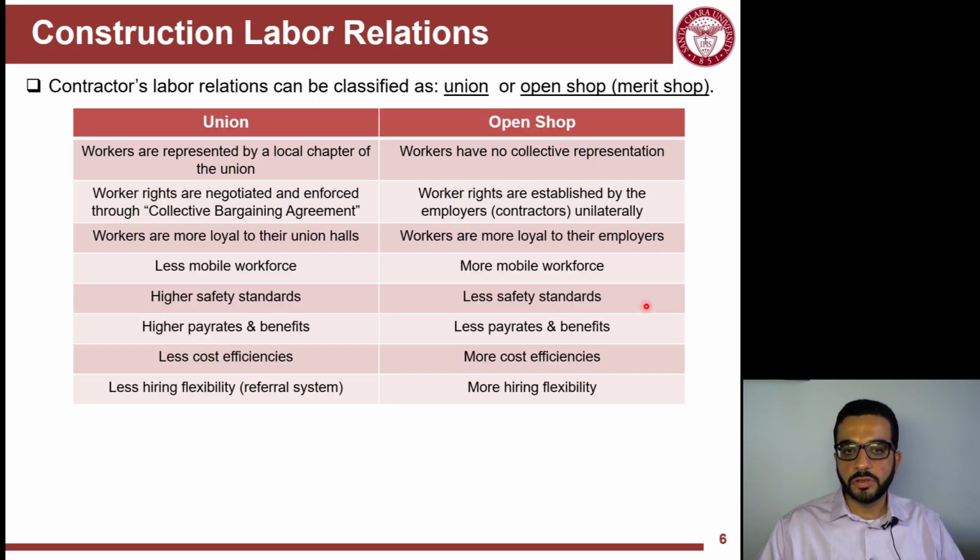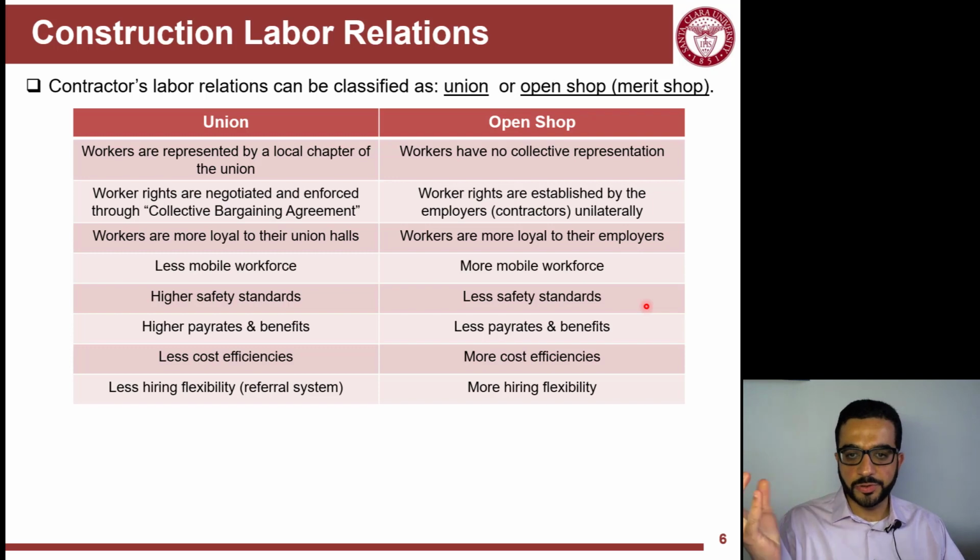Those not covered by a union are called open shop. So those are working for contractors that are not committing to unions. They are called merit shop or open shop builders or contractors. So this is a comparison here between union contractors and open shop contractors. Union workers are represented by unions, union halls, and they are usually not a national organization only. There are local chapters, or what we call union halls, within every jurisdiction.